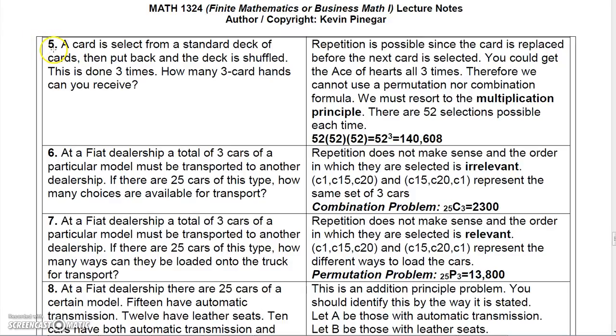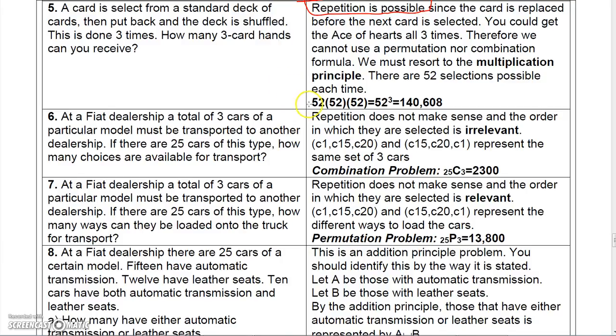Now, in number 5, a card is selected from a standard deck and then we put it back, reshuffle, and draw again. Let's say we do this 3 times. How many 3-card hands can you receive? Well, since we're putting the card back, repetition is possible. Once repetition is possible, permutations and combinations go out the window, and you have to revert back to the multiplication principle. How many cards are possible for the first selection? That'd be 52. For the second selection, since we put the card back, it's still 52. And for the third selection, it's still 52. So it would be 52 times 52 times 52, which is 140,608. So that's a multiplication principle problem.